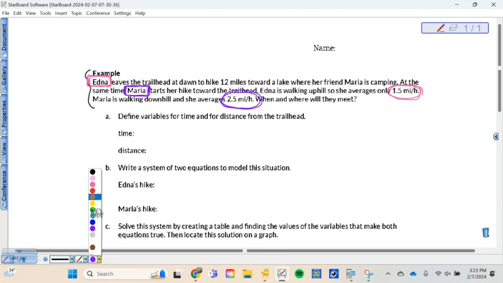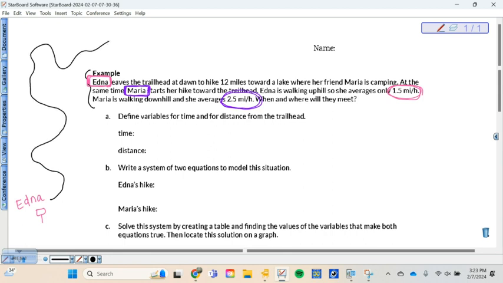And then I'm going to draw a little picture because I like to draw little pictures. So, where is Edna starting? Yeah, Edna's starting at the trailhead. So, I'm going to draw a little sign. That's my little trailhead. And how far is she gonna walk? Yeah, she's walking 12 miles. And where is she headed? Toward a lake. So I'm gonna draw a little blobby lake. I just like pictures.